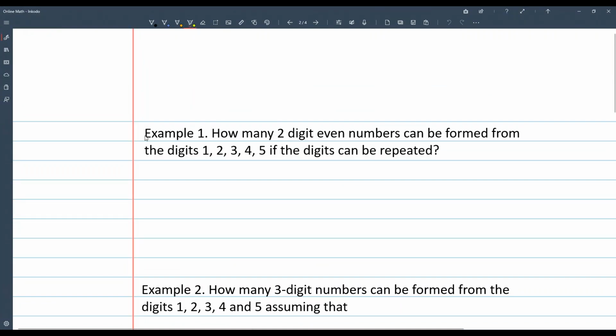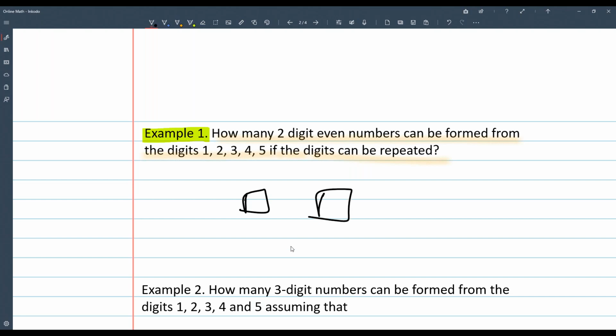We have some more examples to understand, to illustrate the same concept, the counting principle. Let's play with some numbers. Here the question says, how many 2-digit even numbers can be formed from the digits 1, 2, 3, 4, 5 if the digits can be repeated?